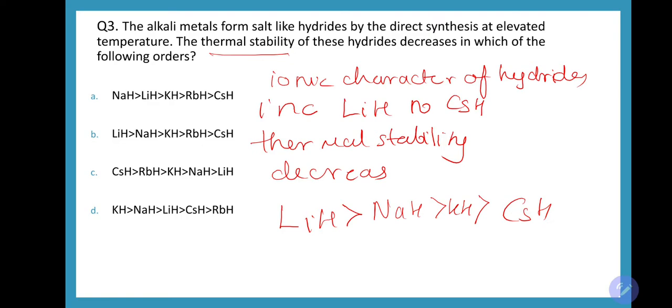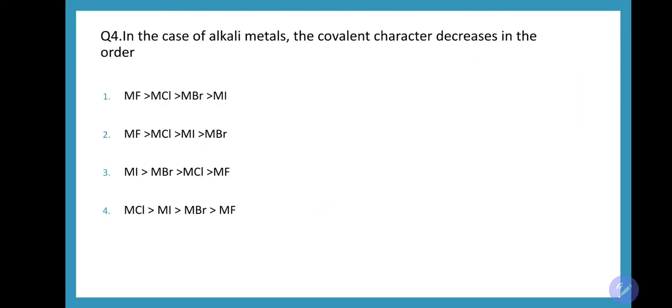Okay, so the correct answer is what? B. Clear? Okay, now let's move to the next question. Our next question is, in case of alkali metal, the covalent character decreases in the order.